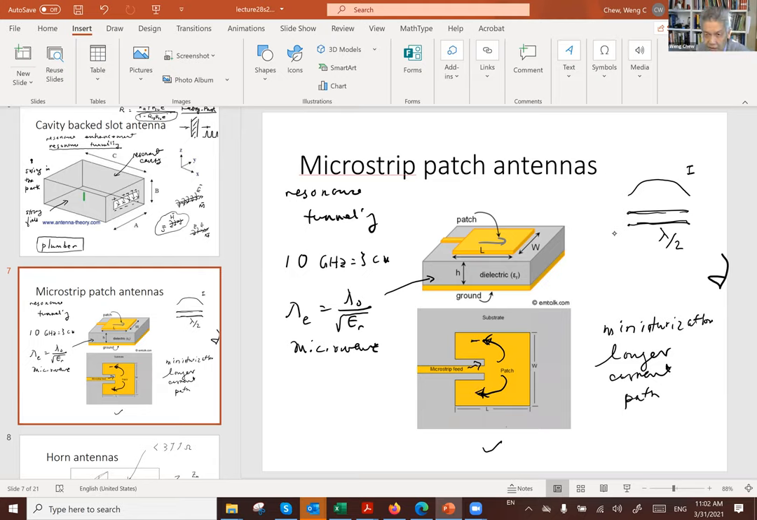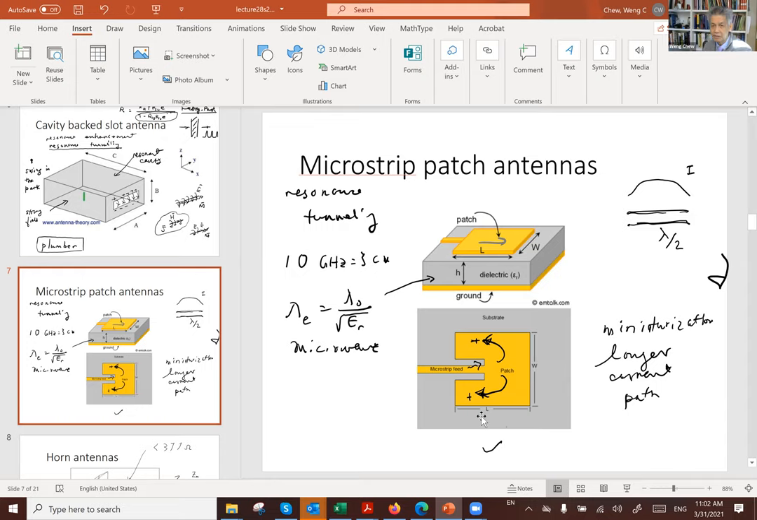In the previous antenna, the current just sloshes back and forth between the two ends, but now the two ends are quite far apart because this is a starting point. The current goes like this and then back, like this and back. And so there's a longer current path length for the current to go back and forth. Because of the longer path length, this structure would resonate at a lower frequency.